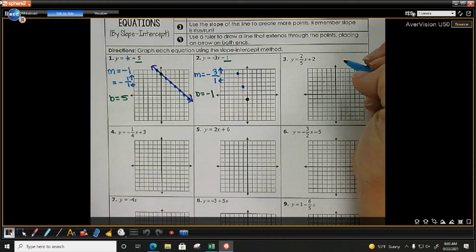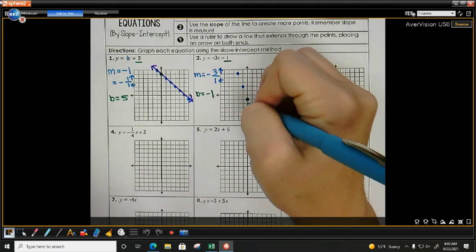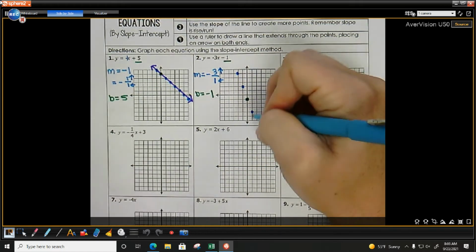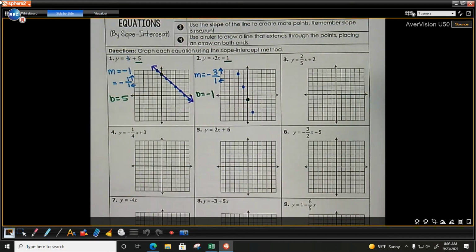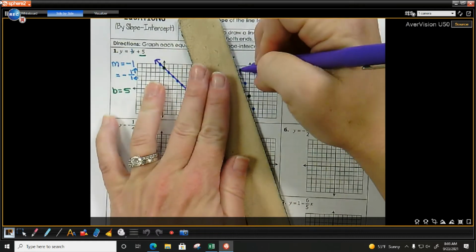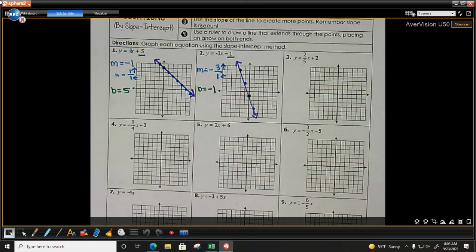What's the opposite of up to the left? Down to the right. Down 1, 2, 3, right 1. I can't go down 3 more because I ran out of room, so we're done with our points. Get your straight edge and draw your line with your arrows.